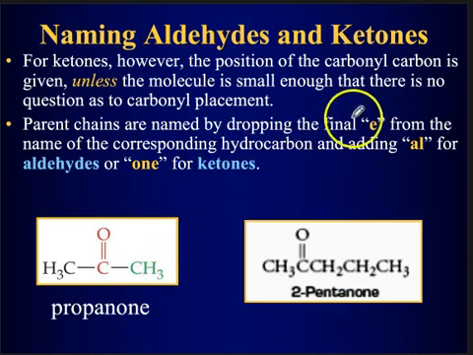Now, how do we name that parent chain? We're going to drop the E, and for aldehydes, we're going to add the suffix "al." For ketones, we're going to add the suffix "one." So it's propanone or 2-pentanone.